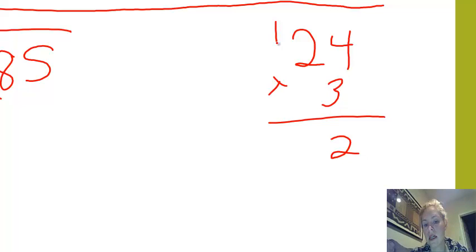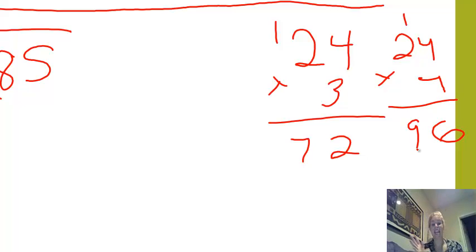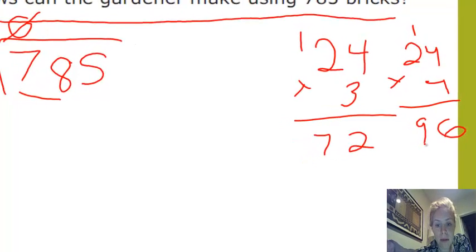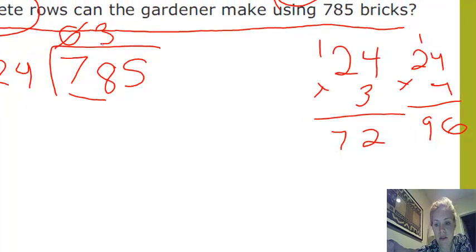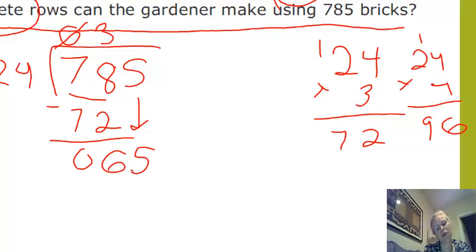3 times 2 is 6. Ooh, 72. If I went 4 times, it would be big. It would be way too big. That'd be 96. So I'm going to put my 3 up top. 24 times 3, I just did that, is 72. Subtract. Bring down. How many times does 24 fit into 65?